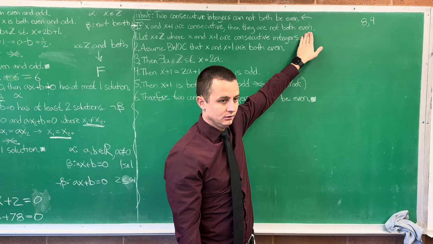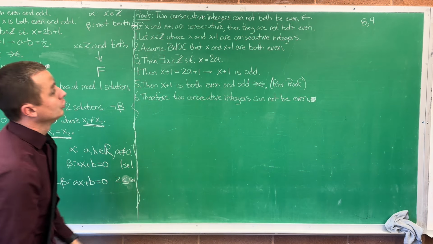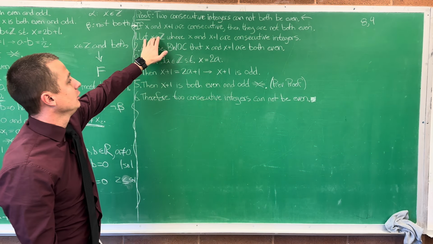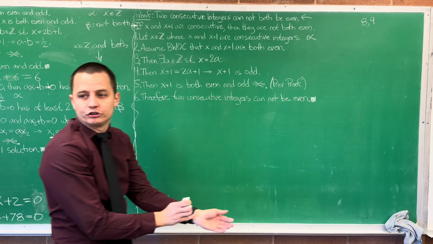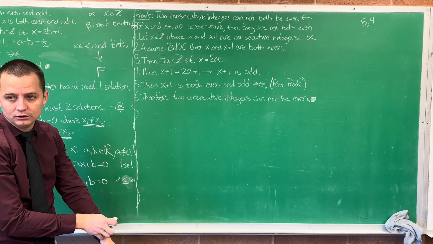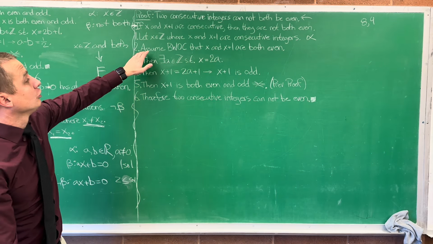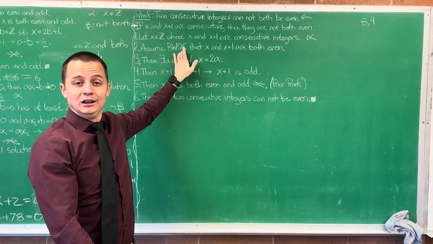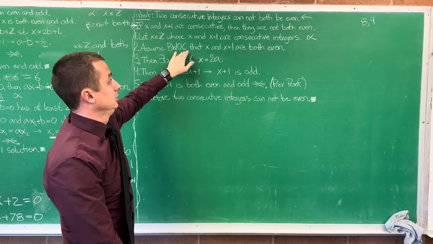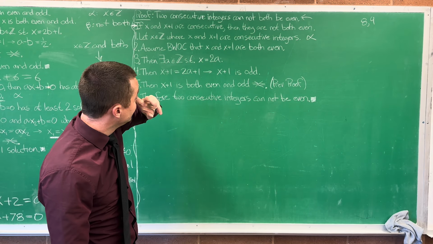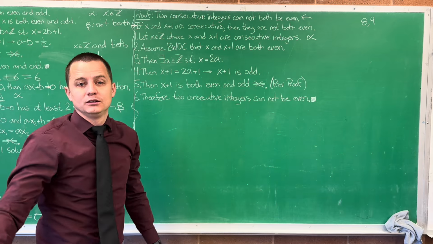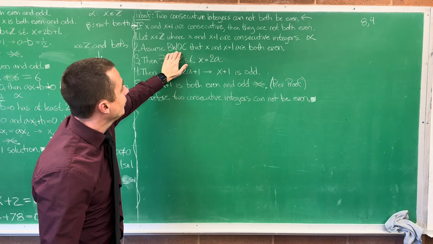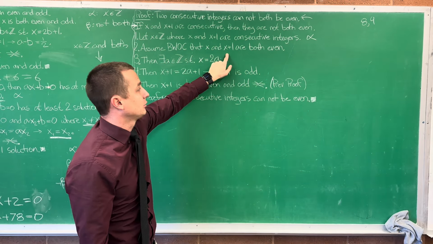Right? Okay. So let's assume our alpha. Let x be an integer where x and x plus 1 are consecutive integers. There's let alpha, or assume alpha. Good so far? Now we're going to assume by way of contradiction not beta. So what is our beta? That they're not both even. So what's the negation of that? They are both even. So assume by way of contradiction that x and x plus 1 are both even.